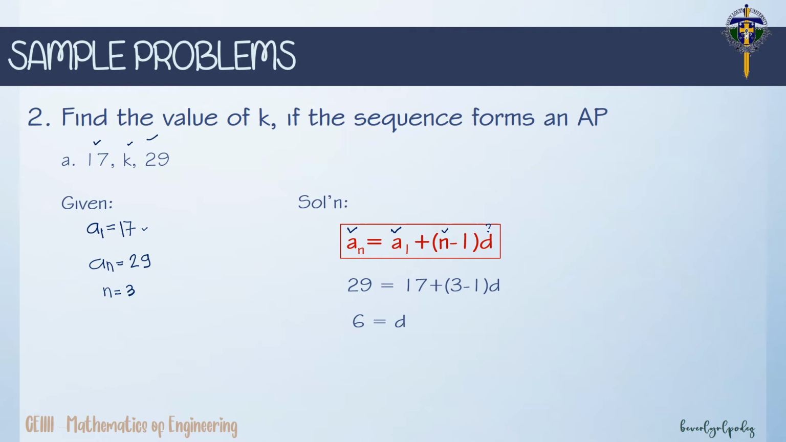So from there, to solve for the value of k, that is also the second term. k is equal to the second term, which is equal to the preceding term, 17, plus the common difference, which is 6, is equal to 23. So k is equal to 23, and this is now our answer.